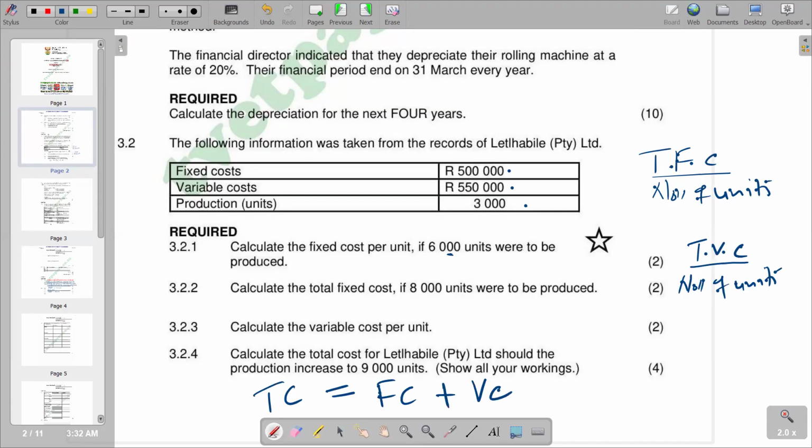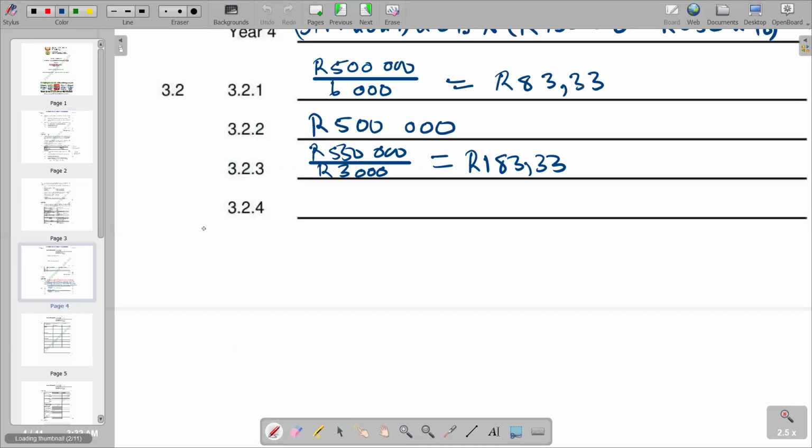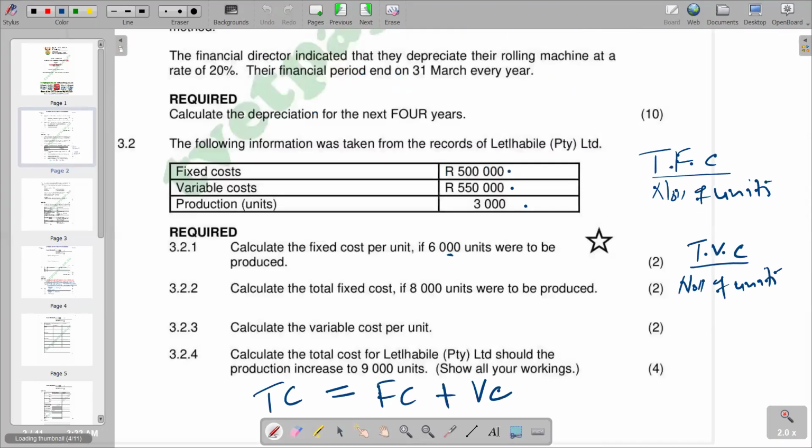So our fixed costs, we know that they do not change with level of output. So we're going to take our 500,000 as our fixed cost, 500,000 rands, plus variable cost, which is the one that changes with the level of output. So variable cost, we have calculated the variable cost per unit here, and then we multiply it by 9,000.